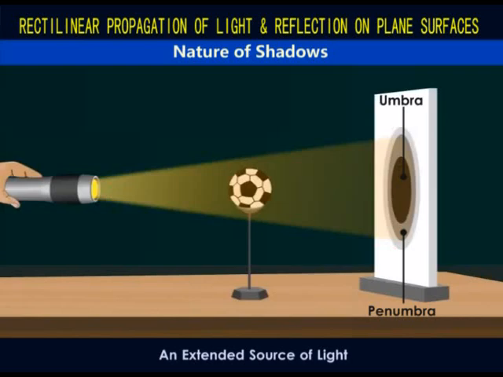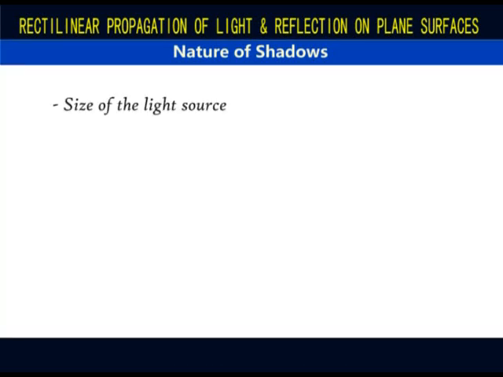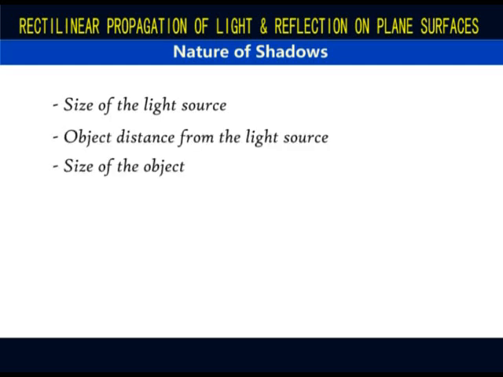If we move the ball closer to the screen, the umbra reduces whereas the penumbra increases. And so in general, the nature of the shadow cast depends on the size of the light source, the distance of the object from the light source, and the size of the object.